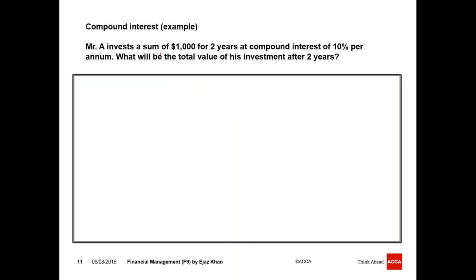Mr. A invests a sum of $1,000 for 2 years at a compound interest rate of 10% per year. What will be the total value of his investment after 2 years? Now, when this is being asked, find out the total value of investment, it means you need to find out the principal plus interest, that is sum. So S is equal to P into 1 plus R raised to the power N will give us the total value of investment. So you will have 30 seconds to solve this question. Just quickly solve this question and come up with the answer.